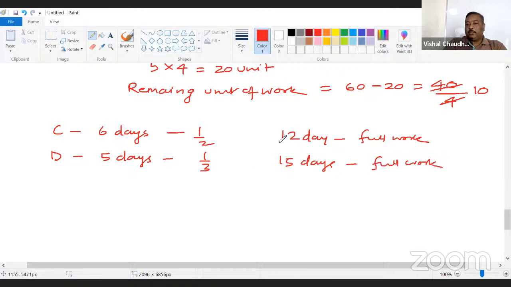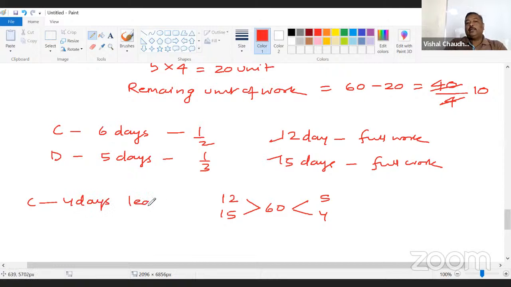Isn't it? So we will take these units because we always calculate on full units, total days. So it is 60, 5 and 4. Now the question also says that C works for 4 days and then leaves the job. And D completes the work.